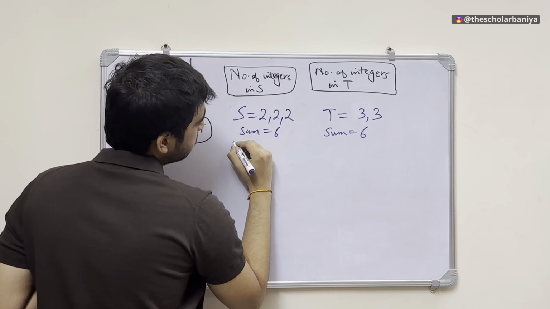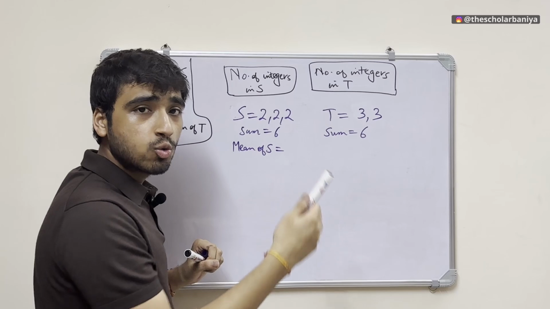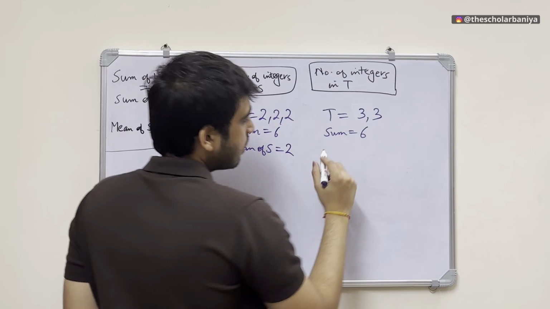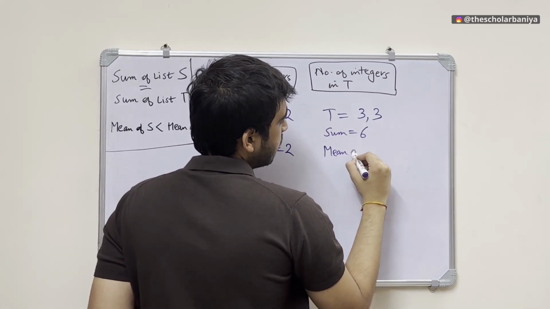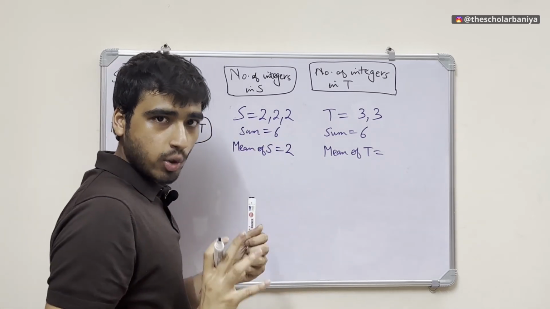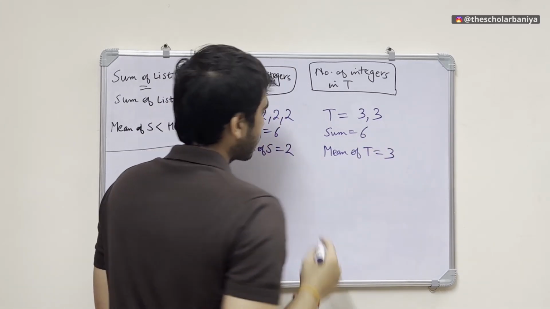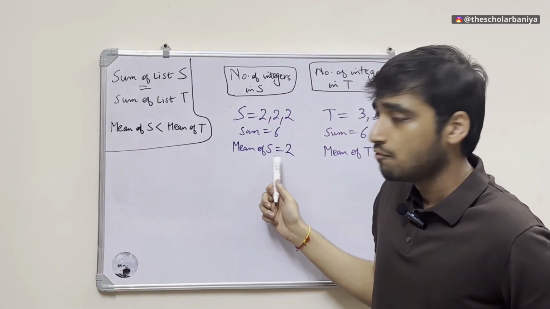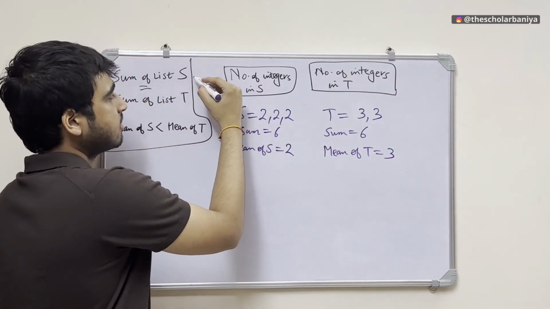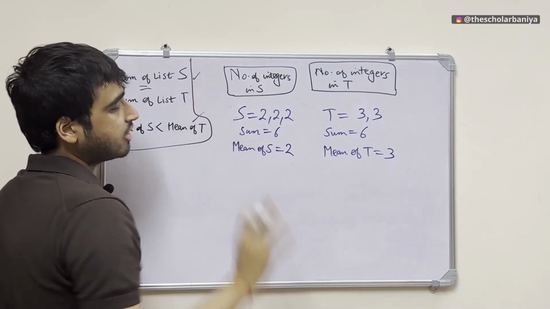So what is the mean of S? Mean of S is 2 plus 2 plus 2 upon 3, so that means 6 upon 3, which is 2. And mean of T is 3 plus 3 upon 2, the sum upon the total number. So 6 upon 2 is 3. So this is also valid: the mean of S, which is 2, is less than the mean of T, which is 3. Both of these conditions are satisfied.